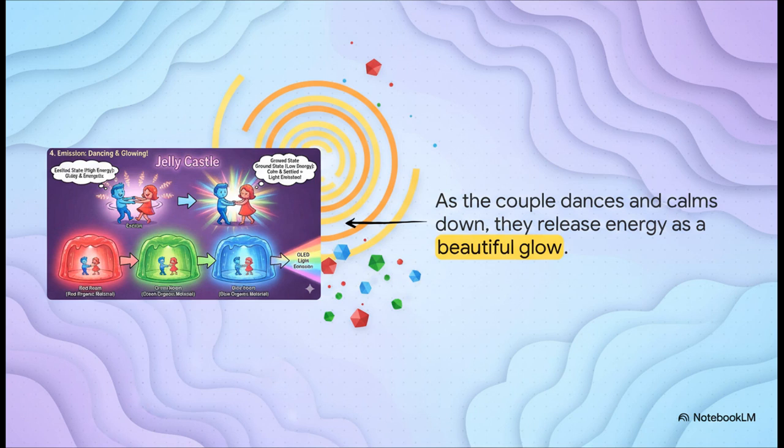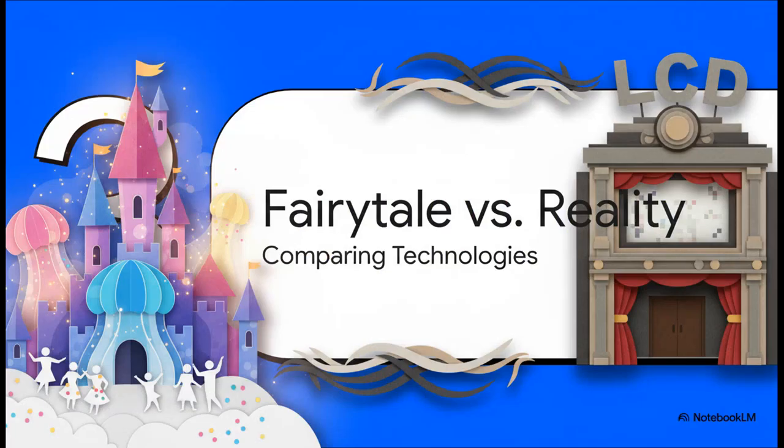So as our new exciton couple dances, all that initial excitement and high energy starts to calm down, and they settle into a more stable, relaxed state. And as they chill out, they have to release all that extra energy. And how do they do it? As a beautiful little flash of light, a photon. They literally glow. And depending on which room or which type of jelly they're dancing in, they can glow red or green or blue.